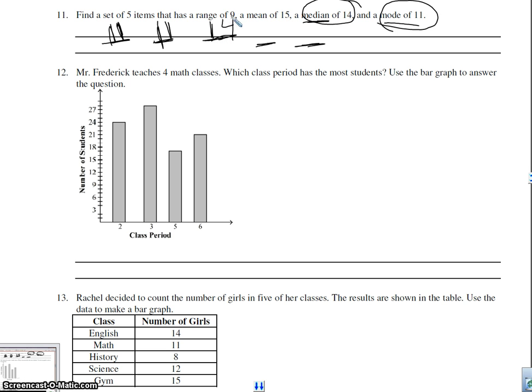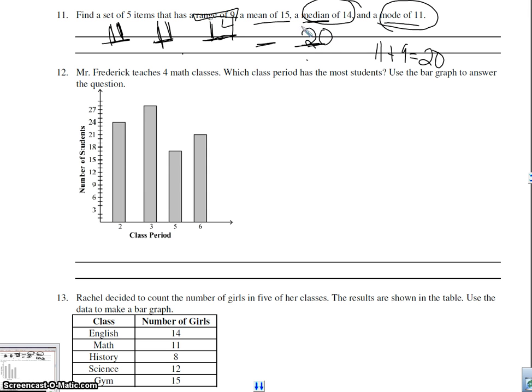Okay? Now let's look at the range next, because I can find that next. The range is the difference between the biggest and the smallest. So I know the difference between the biggest and the smallest is 9. So 11 plus 9 equals 20. So I know that one's 20.